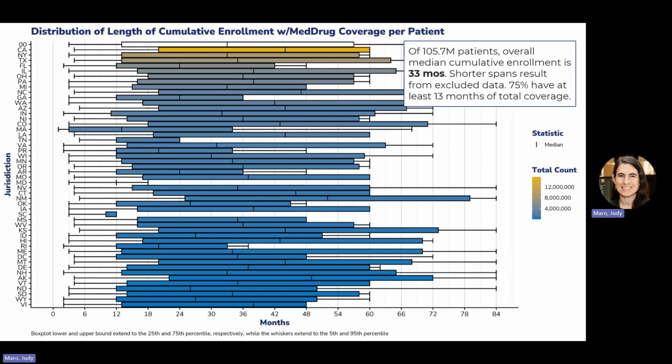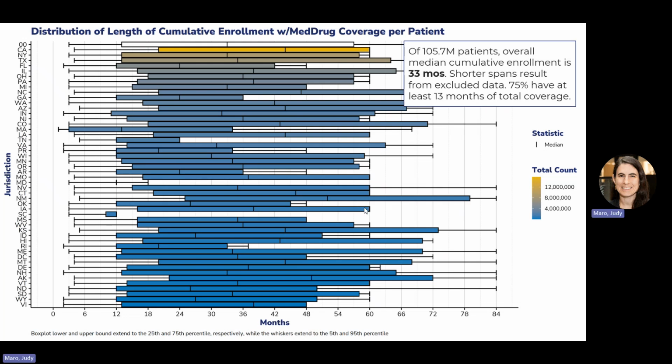I should also have noted earlier in the presentation that the ordering of the jurisdictions from the top of the slide to the bottom of the slide is based on the total patient count, so that you have states that are more populous shown in the top part of the screen, and states that are less populous shown in the bottom part of the screen for that particular metric.